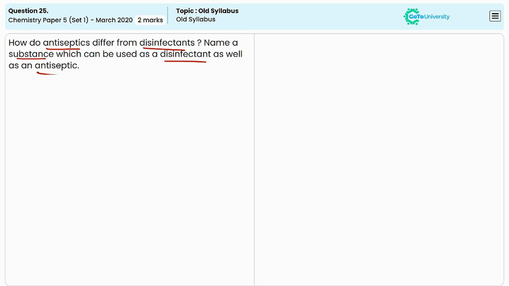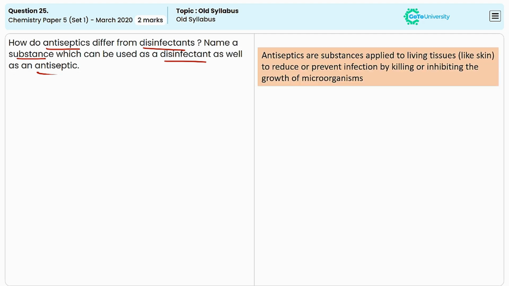The first one is antiseptics. They are used on living tissues such as skin to reduce or eliminate the microorganisms, and these are applied to cuts, wounds or before medical procedures to prevent infections. The examples include alcohol, iodine solutions or hydrogen peroxide.